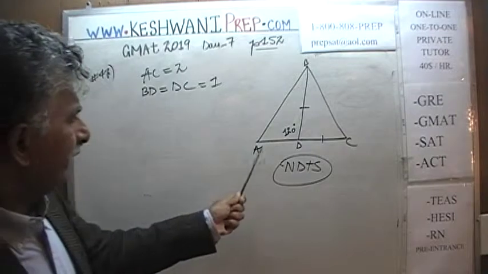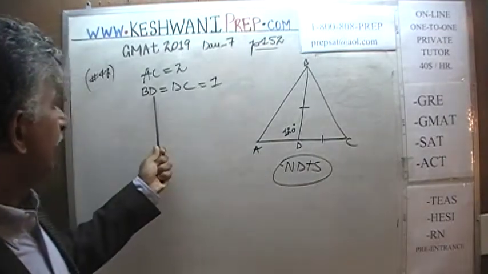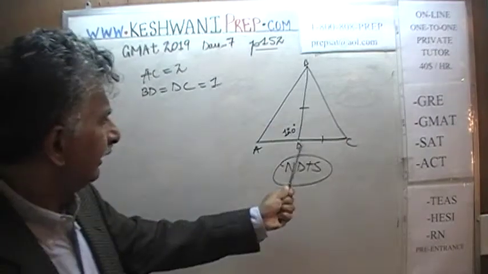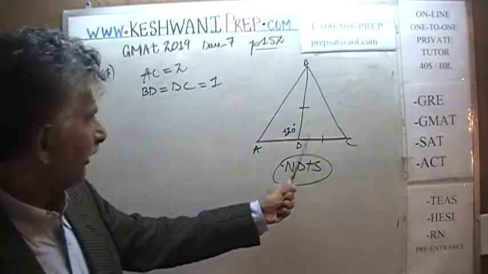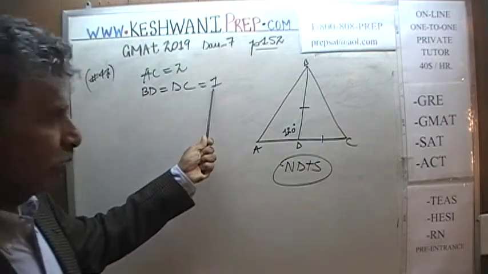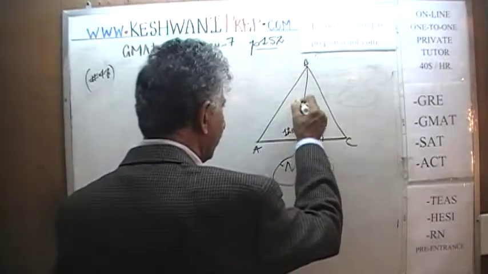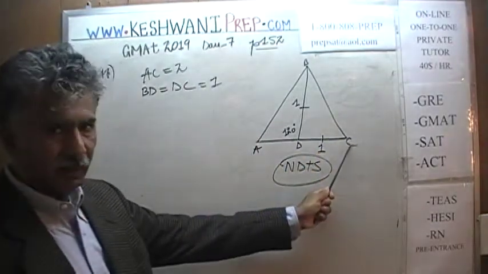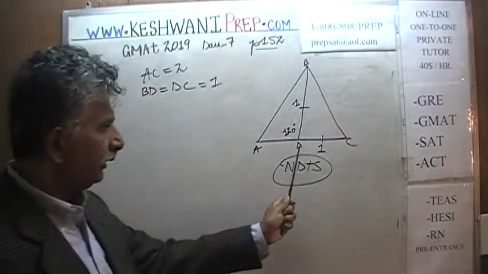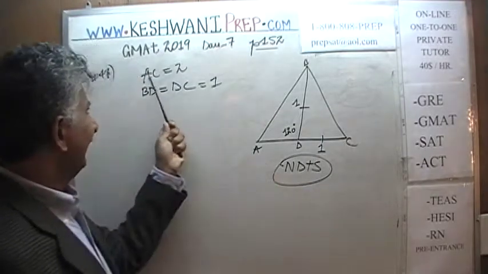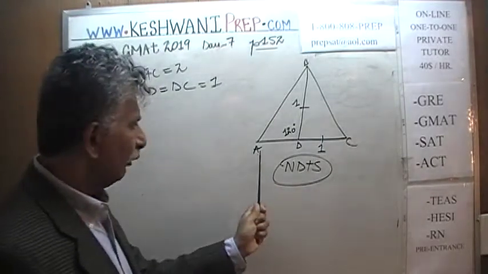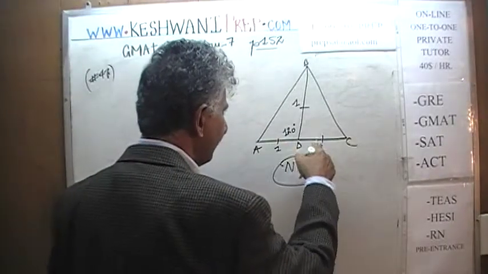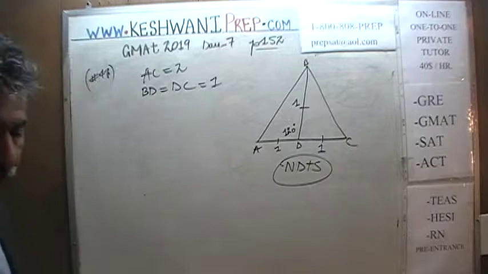A to C is 2. We will make a note of it. Then we are told that B to D is equal to D to C, hence the marks. They go on to tell us that they both equal 1. This is 1 and this is 1. But if D to C is 1 and A to C is 2, then that also means that A to D must also be 1, which means that all of these three sides are equal. This side is equal to that side, equal to that side. So far so good?